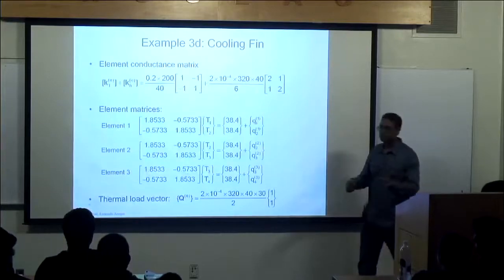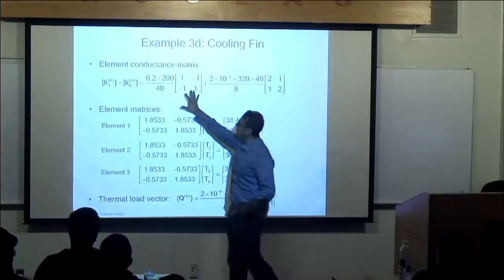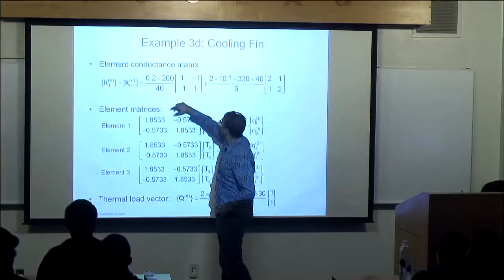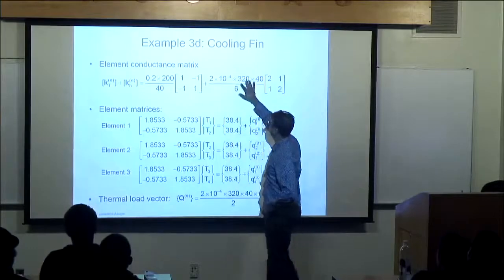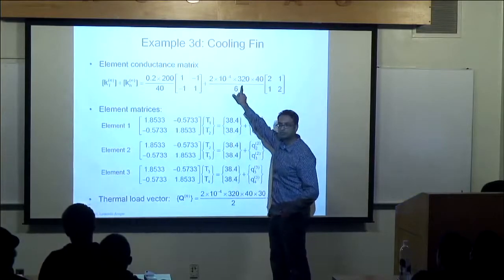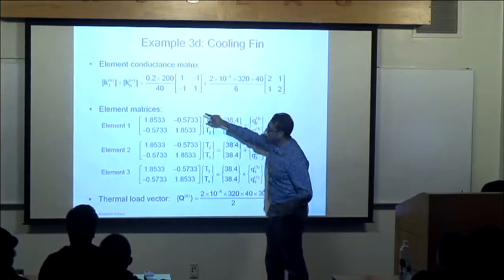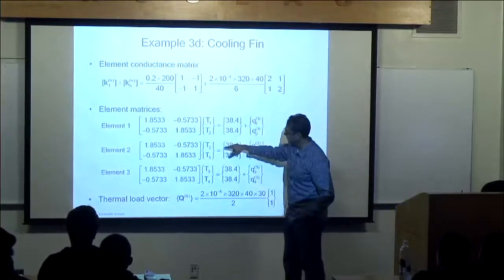So you can calculate the stiffness matrix. Not the stiffness, the conductivity matrix, EA over L. This was your pH term, that was this one divided by 6. And then the element matrix is for element 1, element 2, 3.